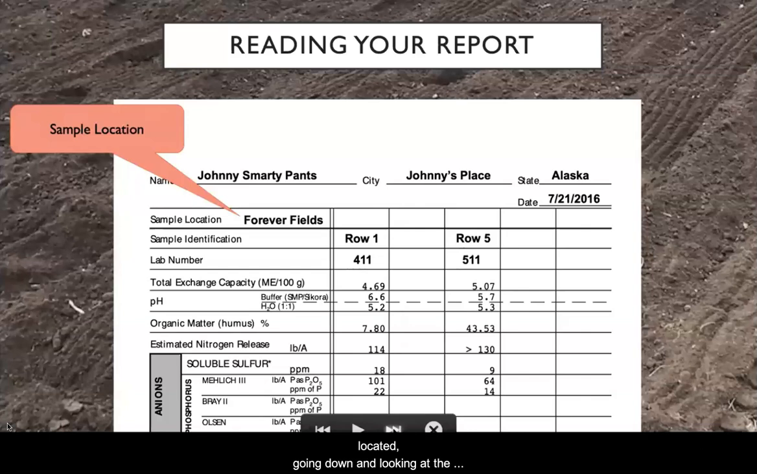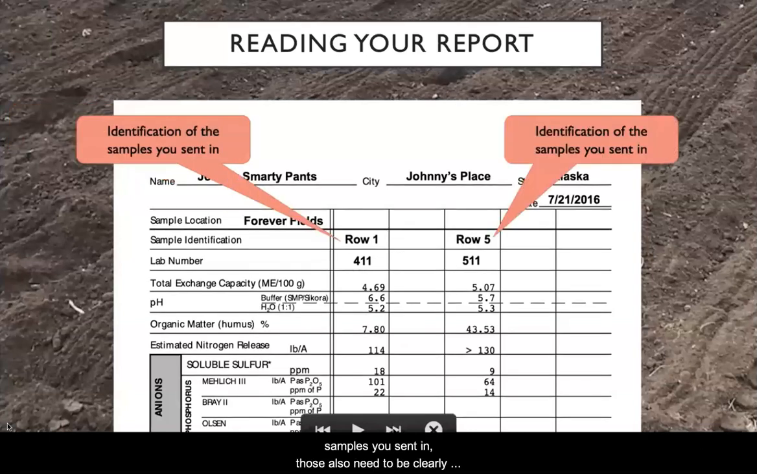Going down and looking at the samples you sent in, those also need to be clearly labeled. If they are not, then you won't know what it's relating to. So if you're sending in more than one sample, it's important that you remember and mark where they came from.